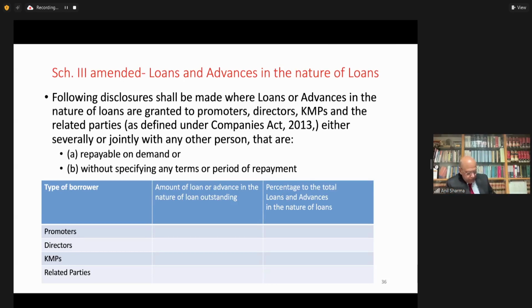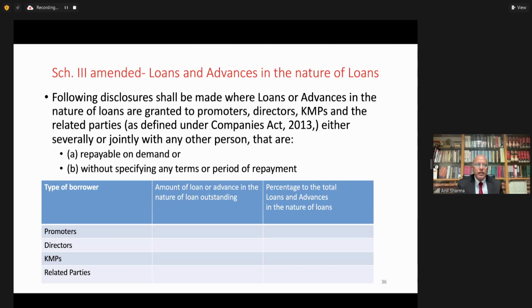Now, you may be surprised why this information is being asked. Once again, most of the time you see that whatever amendments are being made these days, whether in the Act or in the rules, are emerging from revelations which have come out in various investigations and fraud cases. It was found that a very large number of funds are given by the company to their promoters, directors, KMPs and other related parties, where the repayment terms are not defined.